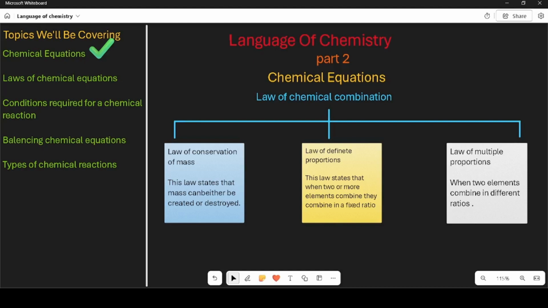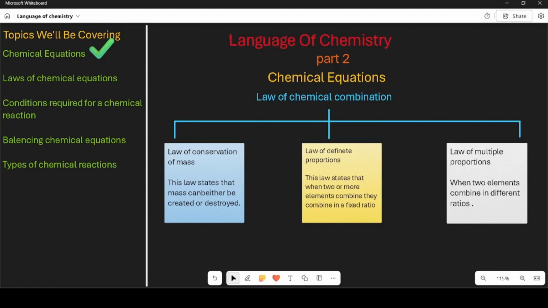The law of chemical combination is divided into three parts: law of conservation of mass, law of definite proportions, and law of multiple proportions. Let's discuss them in detail. First, we will talk about the law of conservation of mass. It states that mass can neither be created nor destroyed. This law is found applicable to all chemical reactions. This means that during a chemical reaction, no change in the mass of a substance can take place. The total mass of the reactants is always equal to the mass of the products.